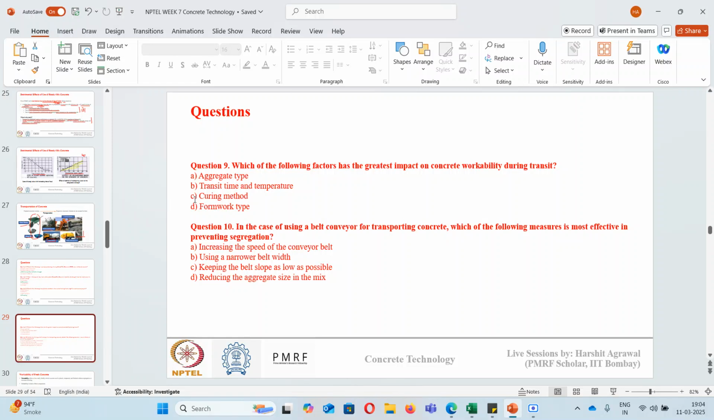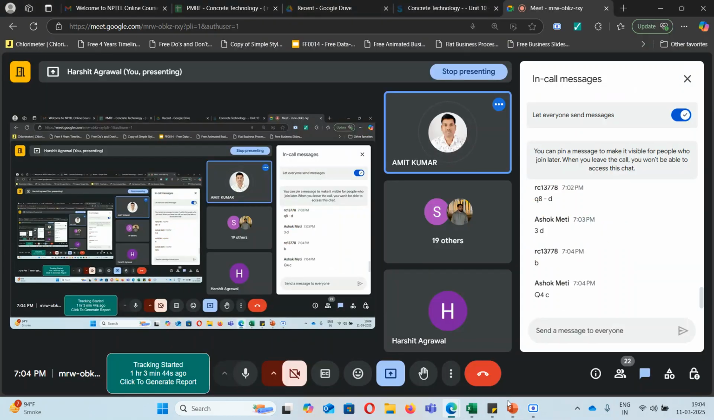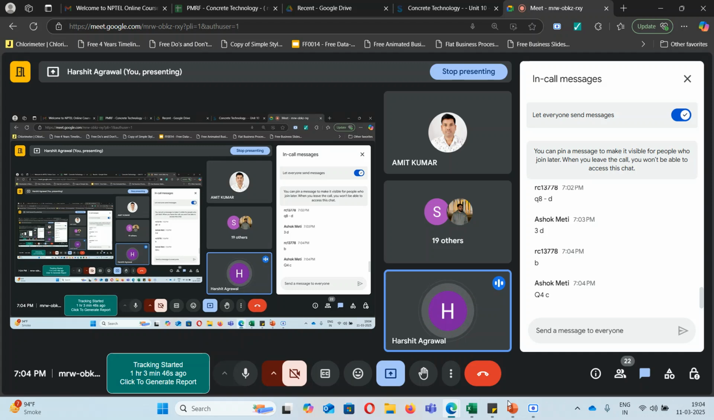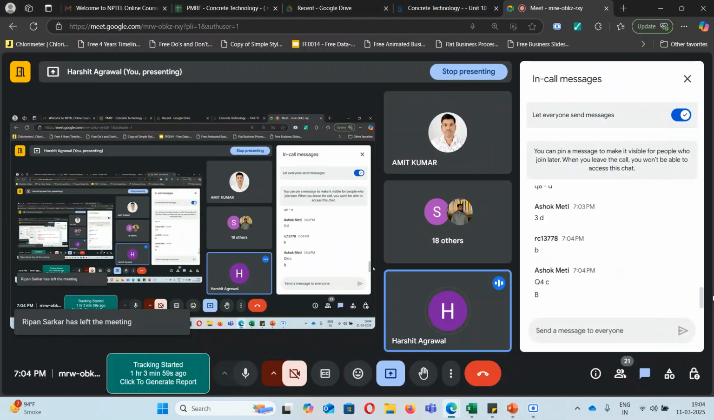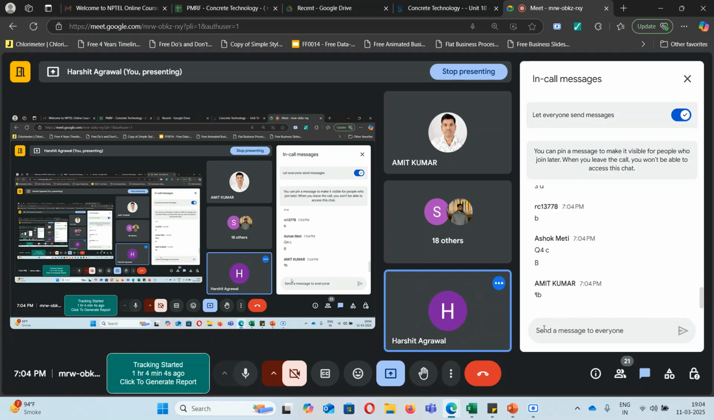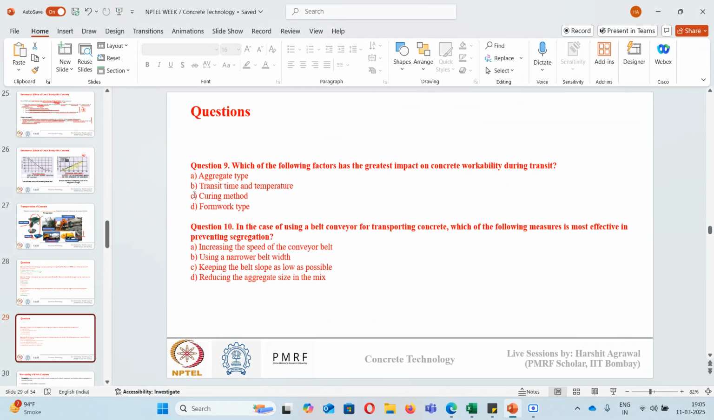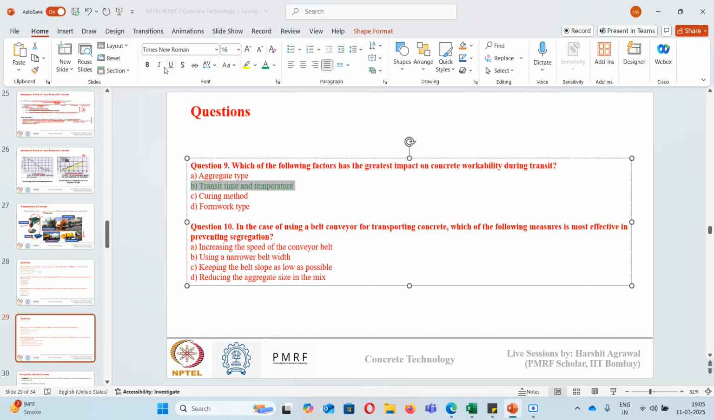Transit time and temperature. Okay, try to write your answer in the chat box now so that others can also answer in the meantime. Okay, can I see answers for question number 9? Okay, so the correct answer is transit time and temperature.